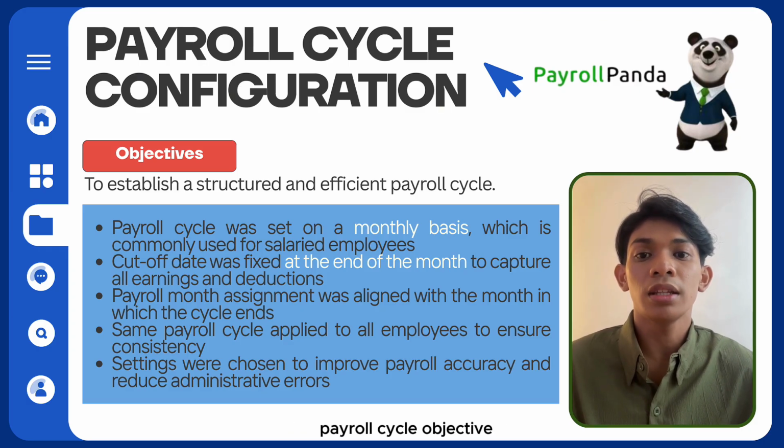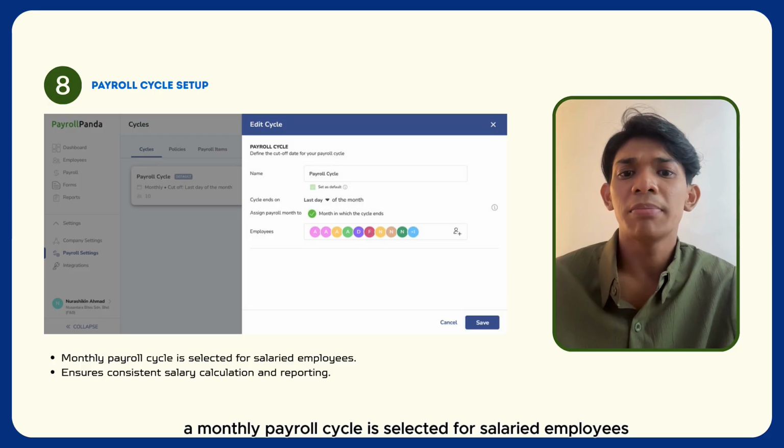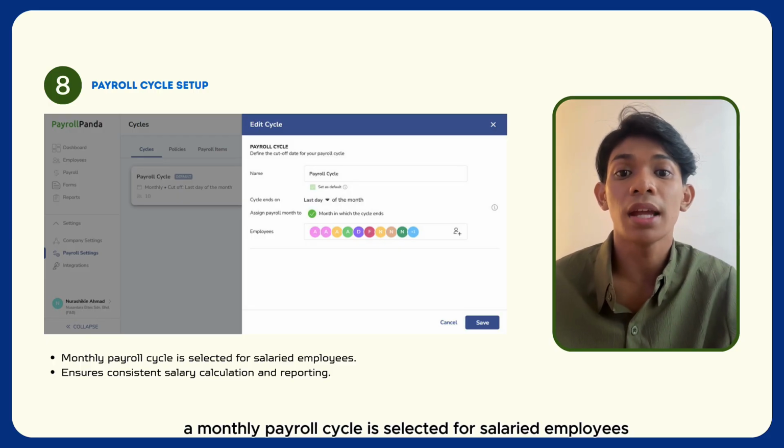Payroll cycle objective, where the payroll cycle is set on a monthly basis with a fixed cut-off date at the end of the month. Applying the same cycle to all employees ensures consistency, accuracy, and reduces administrative errors. Payroll cycle setup. A monthly payroll cycle is selected for salaried employees. This ensures consistent salary calculation and accurate payroll reporting each month.